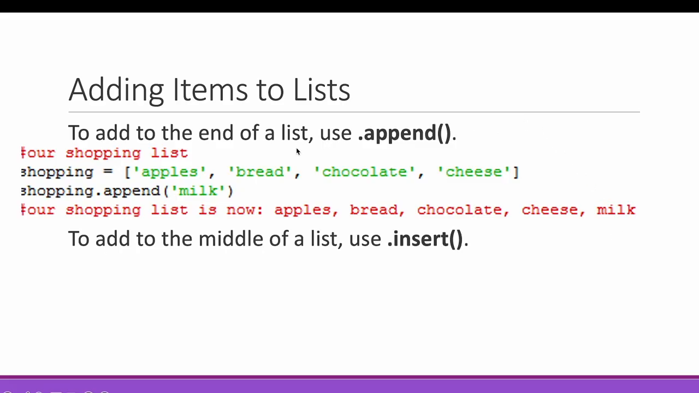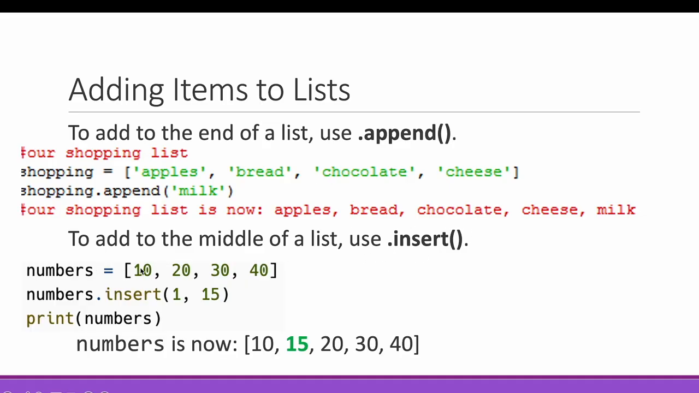If we want to insert something into a list, we can use .insert. So if we've got a list of numbers here, 10, 20, 30, 40, we can insert 1, which tells us the index of the new item, and then 15 is the new item that we're going to add. So if we were to do insert 1, 15, it'll be 10, 15, 20, 30, 40, and 15 is just inserted into the list there. It doesn't delete anything, it's not replacing anything, it's just inserting a new item into index 1.